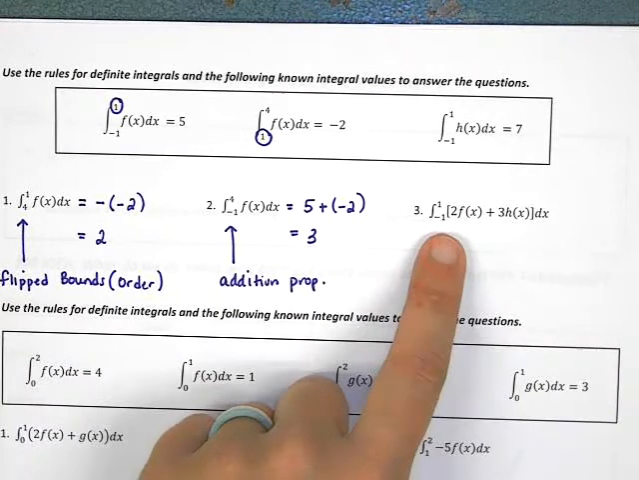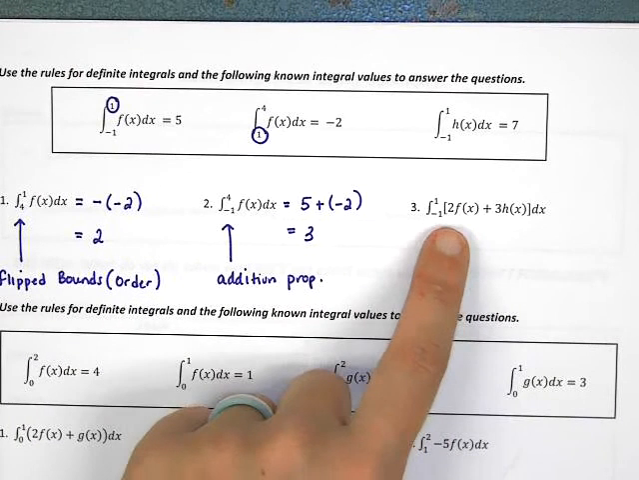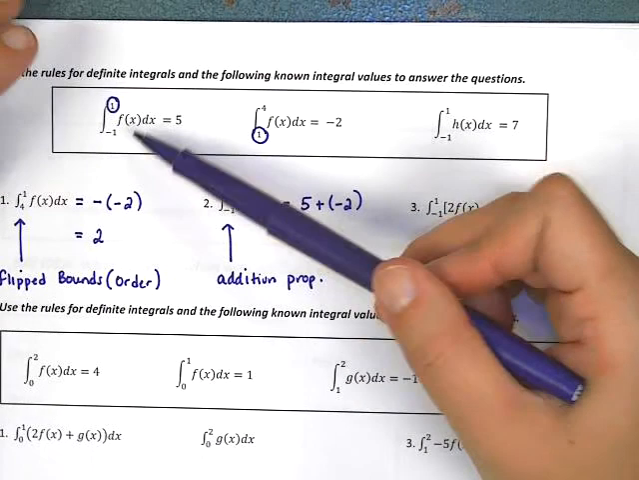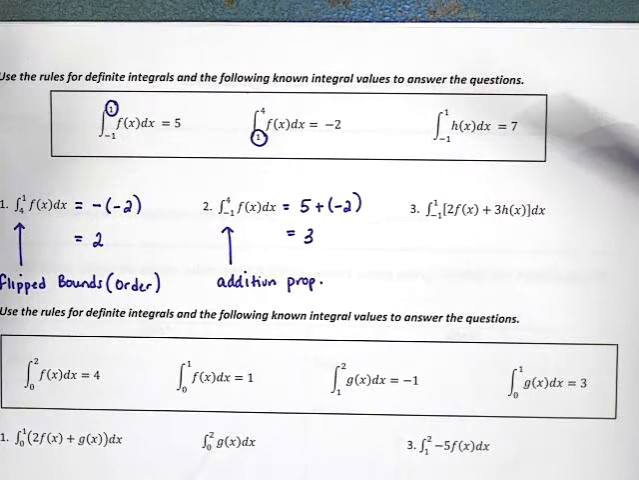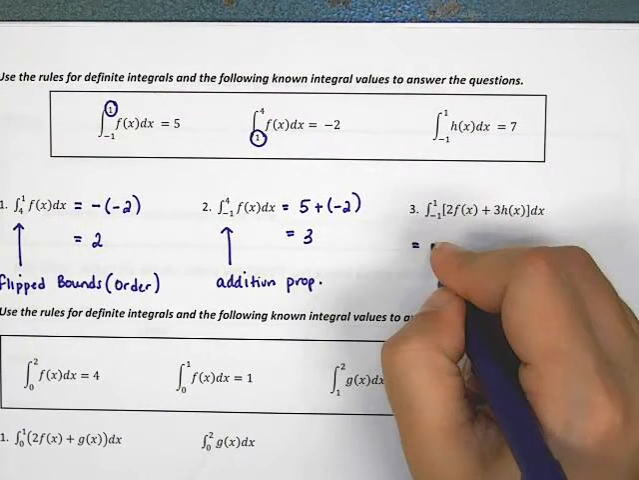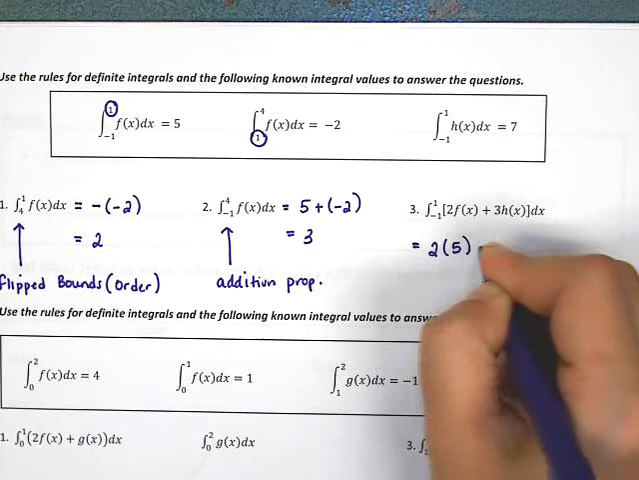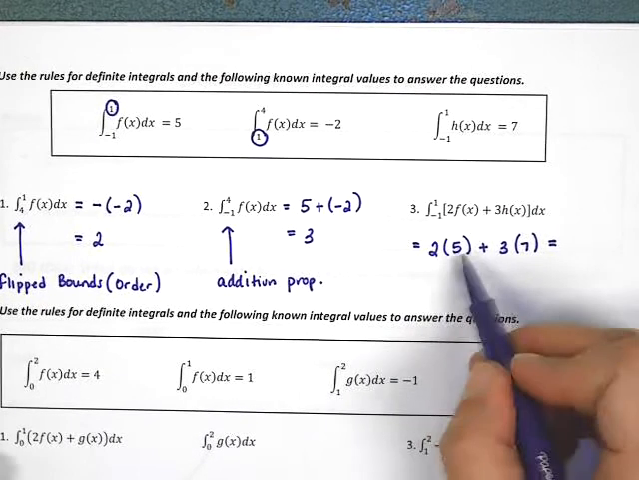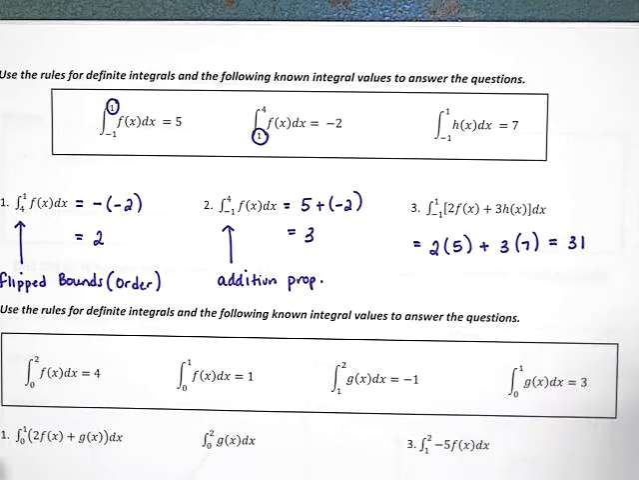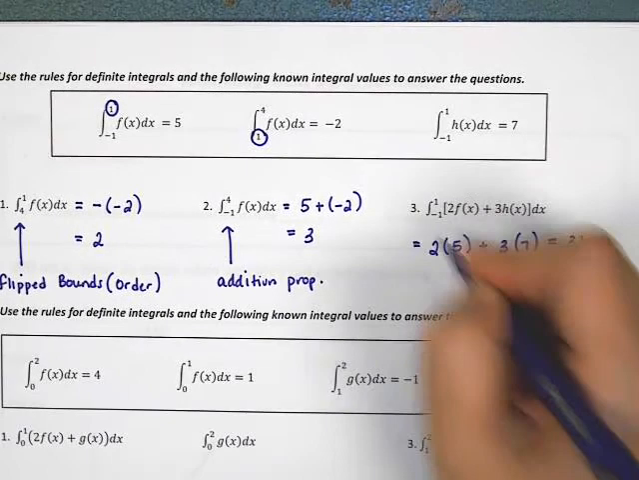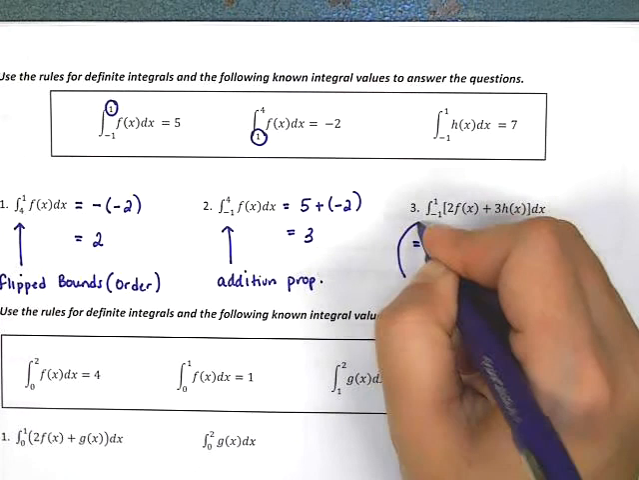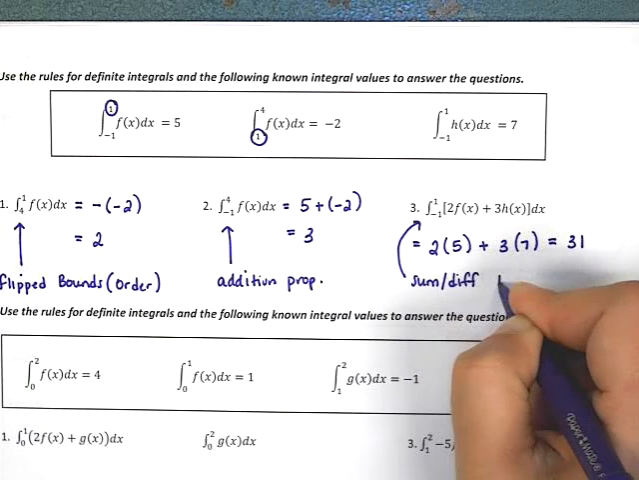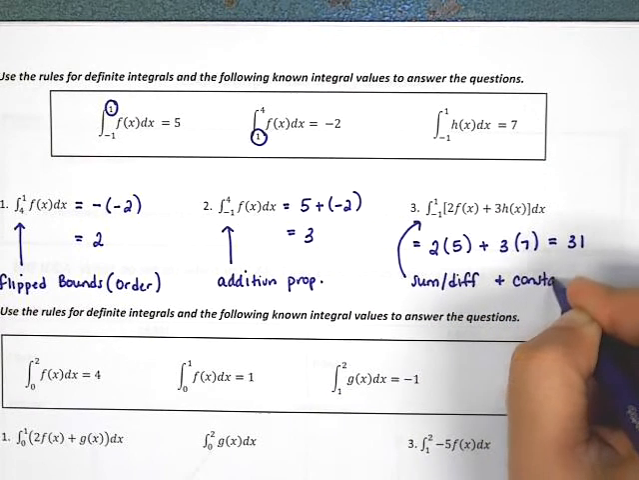Finally, if I have from -1 to 1 and I want to combine 2 times f of x plus 3 times h of x, well, since I know -1 to 1 of regular f of x and -1 to 1 of regular h of x, I can just do 2 times whatever f was plus 3 times whatever h was, which gives me 10 plus 21, which is 31. And that's sort of a combination of the sum and difference rules and the constant multiple rules.